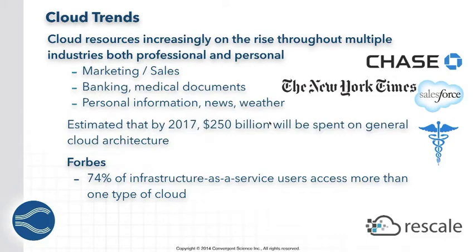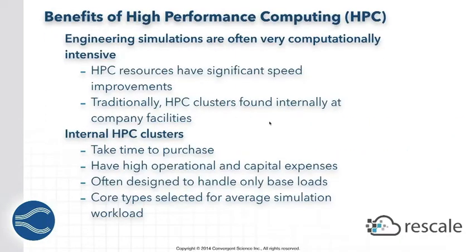Forbes highlights the NeoVise research report that states 74% of infrastructure as a service users currently access more than one type of cloud. So that can include public, private, and hybrid combinations of the two. These estimates and predictions do also include cloud use for engineering and science applications. In terms of engineering work, on the next slide, I'll be showing how high-performance computing is a frequently used resource.